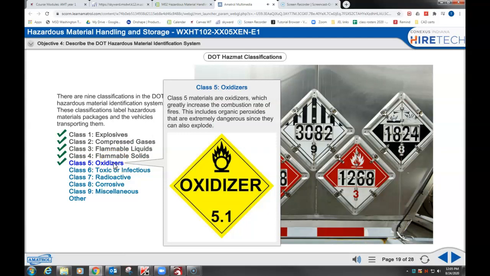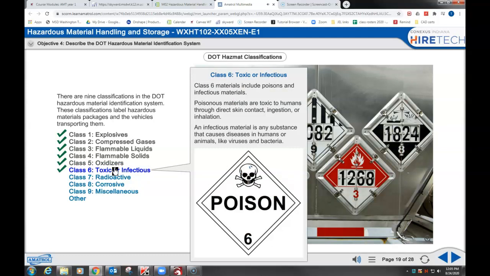Class 5 materials are oxidizers, which greatly increase the combustion rate of fires. This includes organic peroxides that are extremely dangerous since they can also explode. Class 6 materials include poisons and infectious materials. Poisonous materials are toxic to humans through direct skin contact, ingestion, or inhalation. An infectious material is any substance that causes disease in humans or animals, like viruses and bacteria.